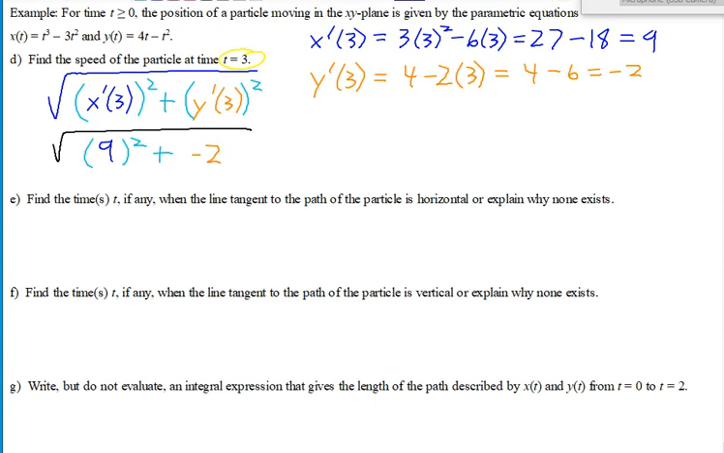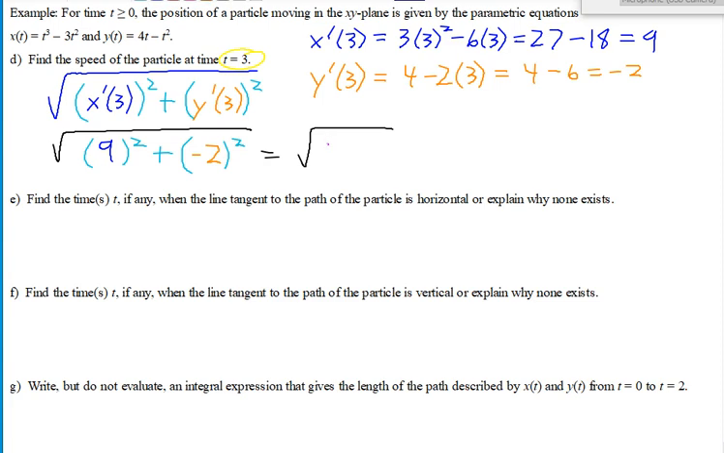In terms of the direction it's moving, it didn't ask us here, but so you understand the difference between having a positive and a negative for your velocity components: since x is the horizontal velocity, the 9 means it's moving to the right horizontally, and the negative on the y prime of 3 means at time 3 it's moving down. So it's moving to the right and down in that direction overall. So in this case, we're trying to figure out, as it's moving in that direction, how fast is it going? So then we can simplify this.